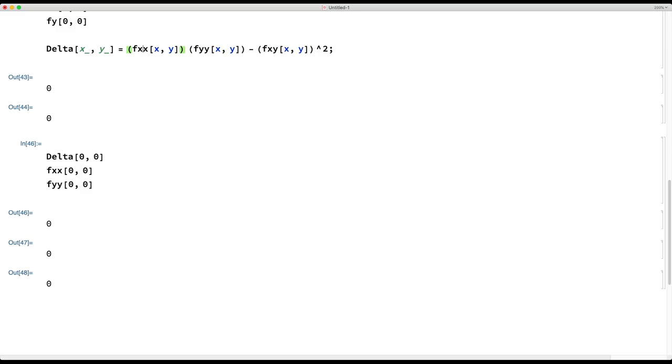And so if you want to explore further the mysteries of multivariable calculus, then I invite you to take Math 225.